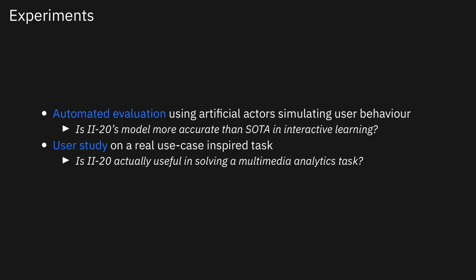We have conducted two types of experiments. The first was an automated evaluation that used artificial actors, essentially software agents that simulate user behavior interacting with II-20 in a user's place, to answer whether II-20's model is more accurate than the state-of-the-art in interactive learning. The second experiment was a user study on a real use case inspired task, and the associated research question is essentially a sanity check. Is II-20 actually useful in solving a multimedia analytics task?